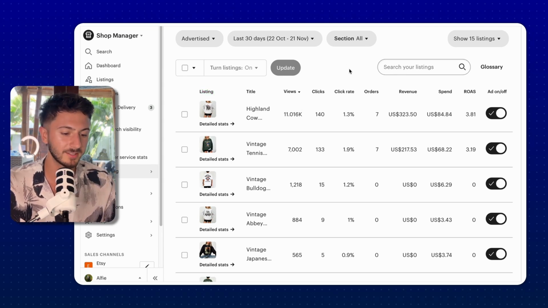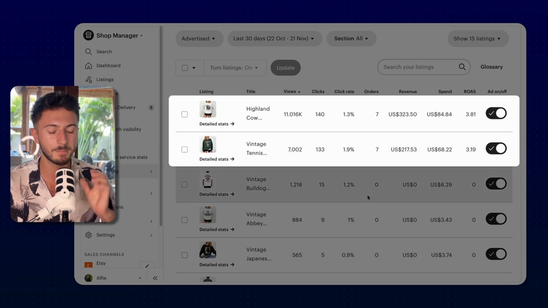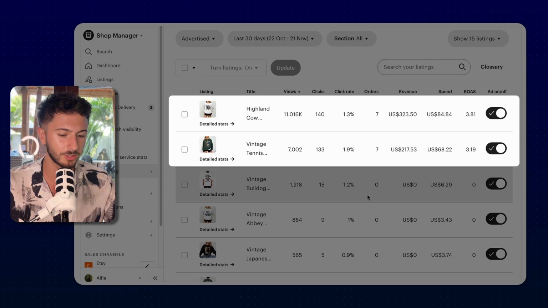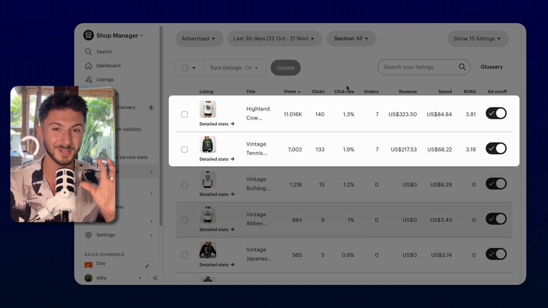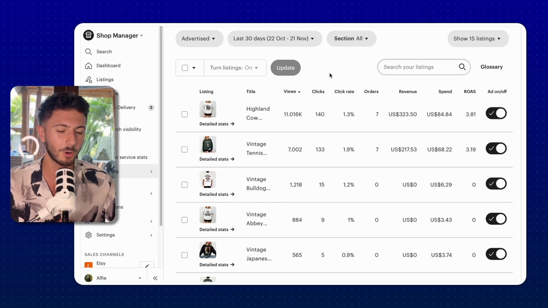So for example, I can see here 2 listings on this dashboard. And like I said, these ads have not been running for long. It's a brand new shop here, but I can already see that there's 2 products that are just doing so much better than all the rest of the products. So immediately this tells me that there is a great demand for these products, and that even me as a brand new shop, I'm able to rank quite high for them.